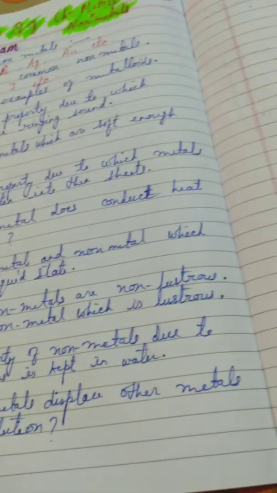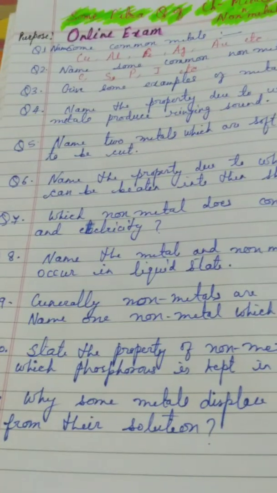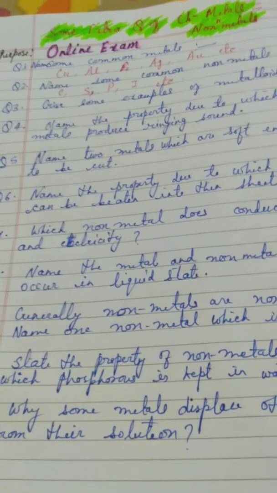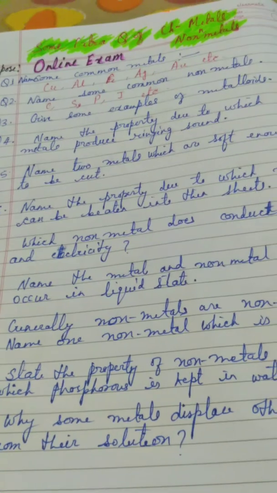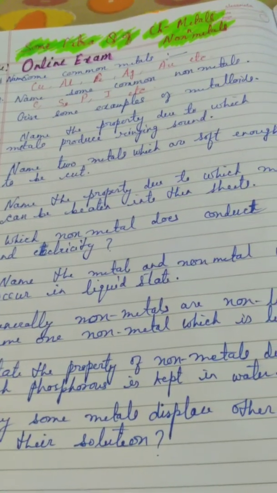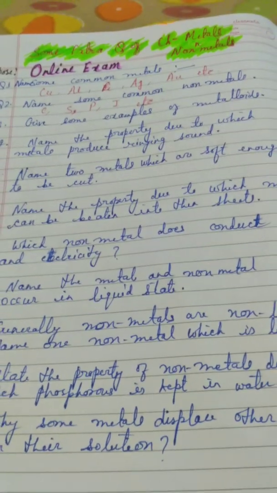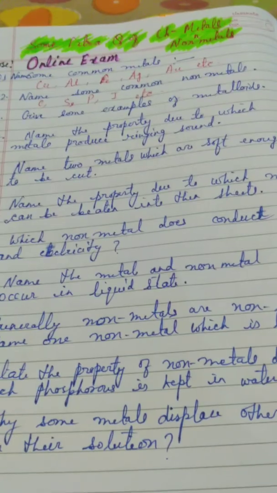Now, why do some metals displace other metals from their solution? This is nothing but the displacement reaction, where a more reactive metal displaces a less reactive metal in its salt solution. It is only about the reactivity series that you know. Those which are above in the reactivity series will displace the others.